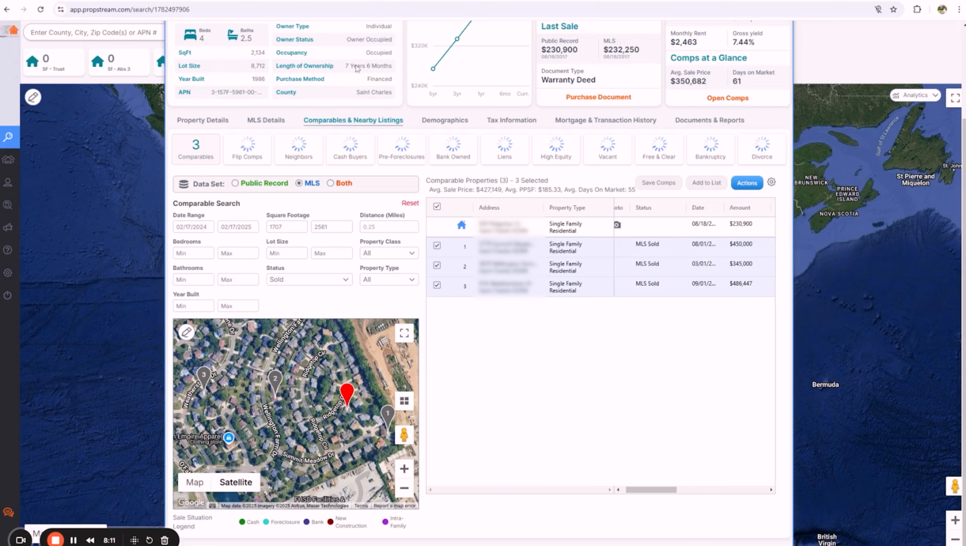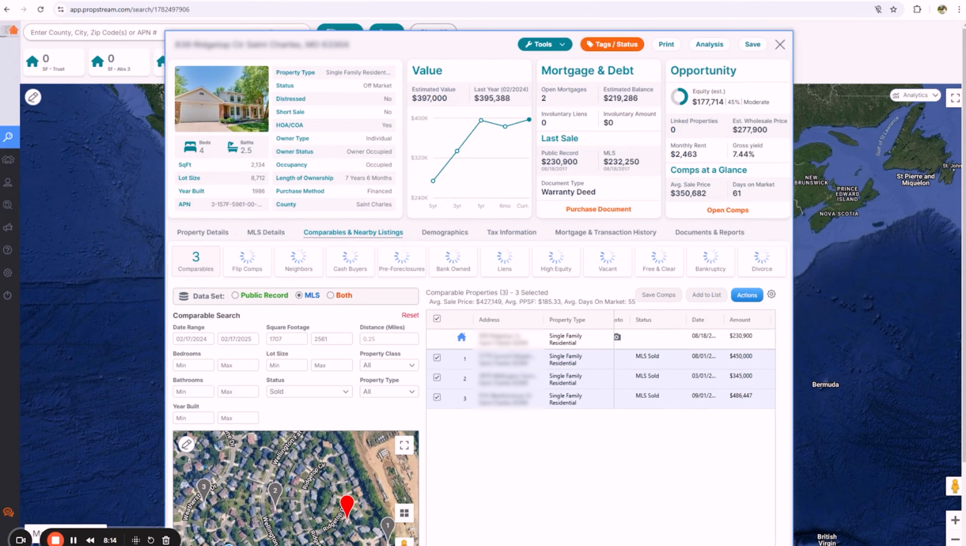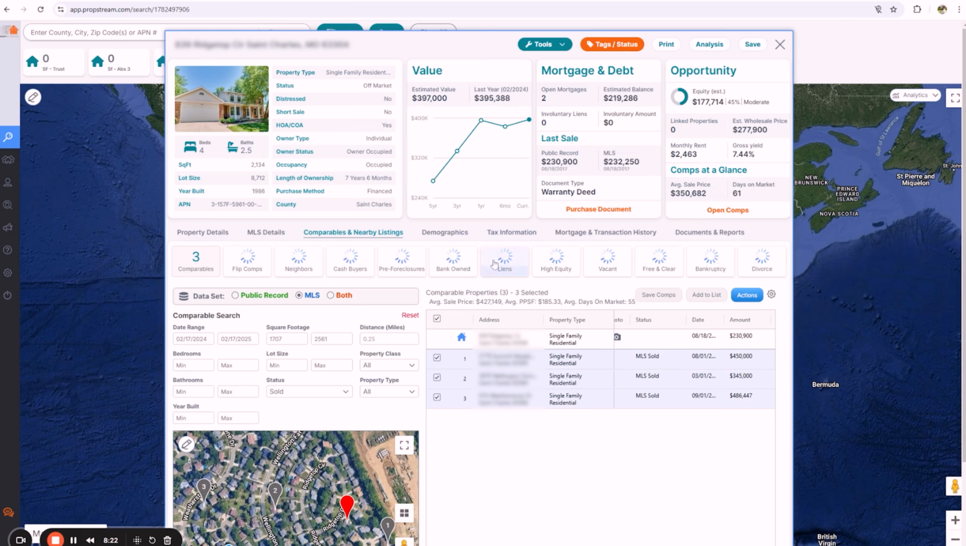Now, another thing we want to just look at real quick, I never go off the estimated value on any tool. It's a good gut check for, hey, am I anywhere near spitting distance here? But as we can see, they've got the average sales price data at 427 versus the estimate at 397.